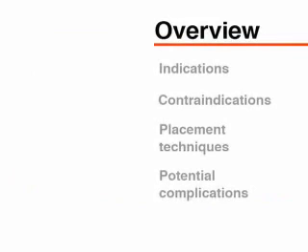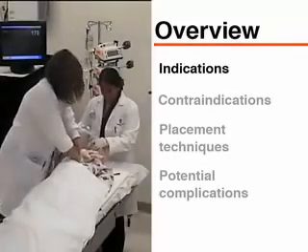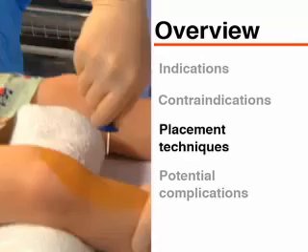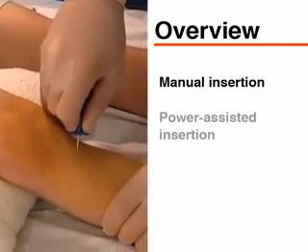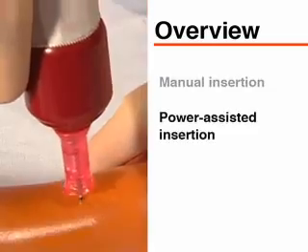This video demonstrates the placement of intraosseous catheters in children, reviewing indications, contraindications, placement techniques, and potential complications. We will demonstrate manual insertion as well as the use of power-assisted devices.